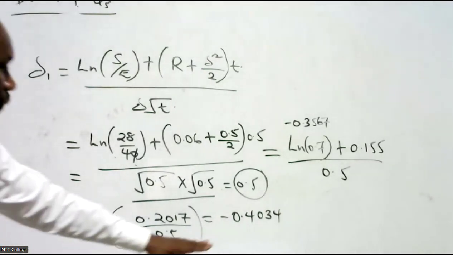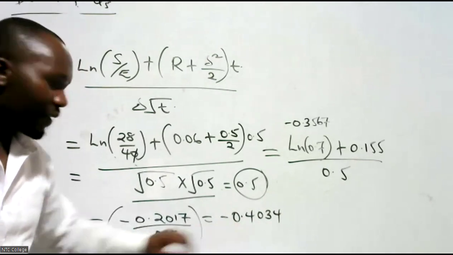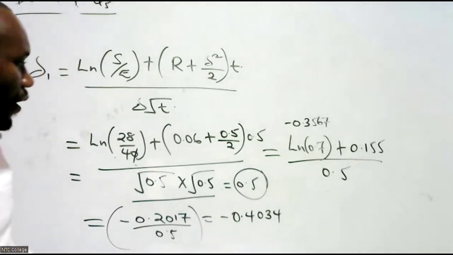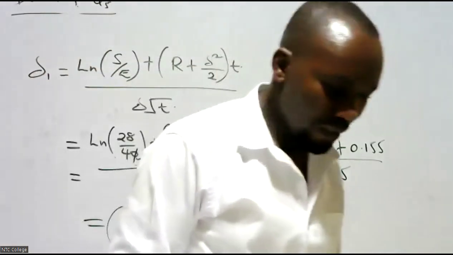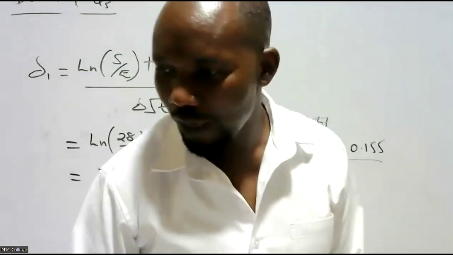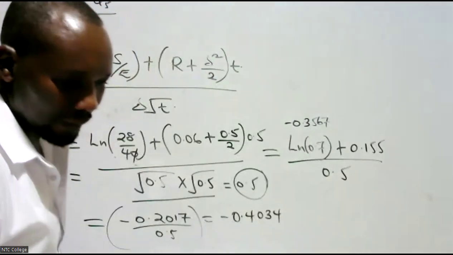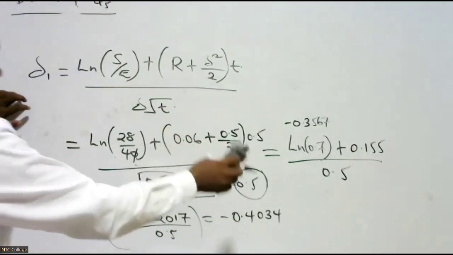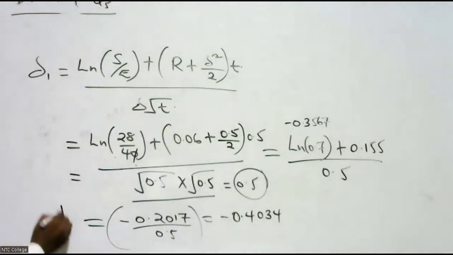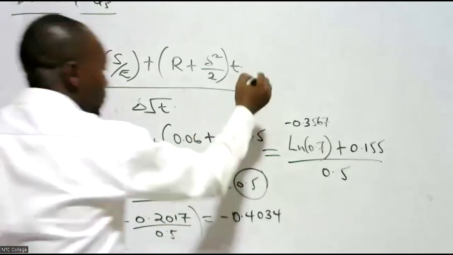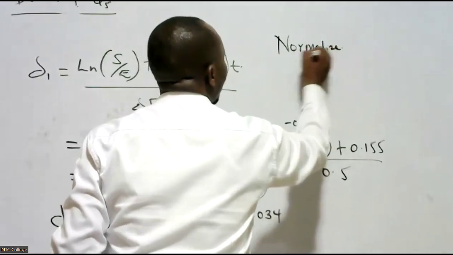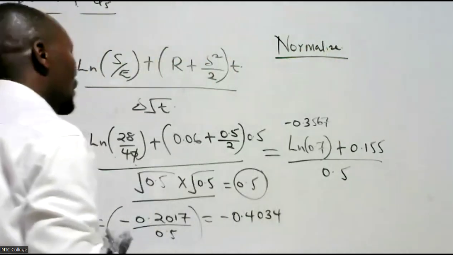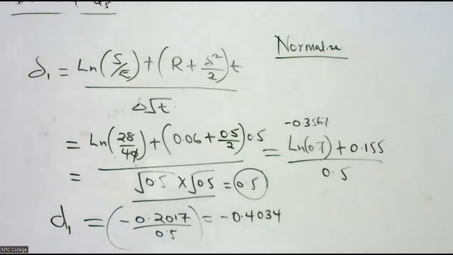Nilikuwa nataka upike hapa. Na mtaki kuongea hapa. Now, you now need to convert this one to normal, or we call it normalize. How do you normalize? The answer that you're getting here is now the D1. That is D1. Normalize.